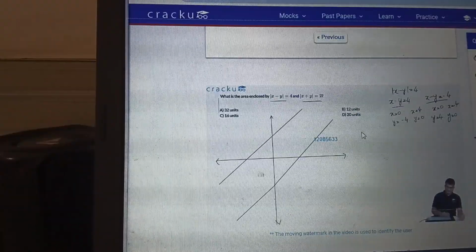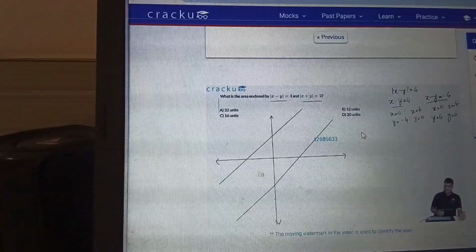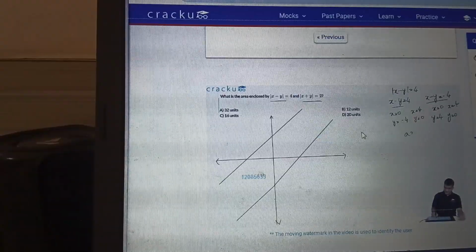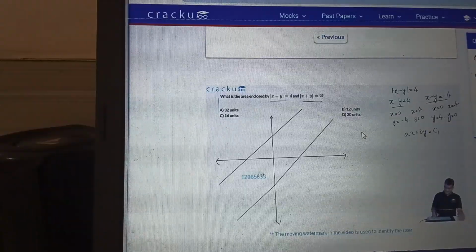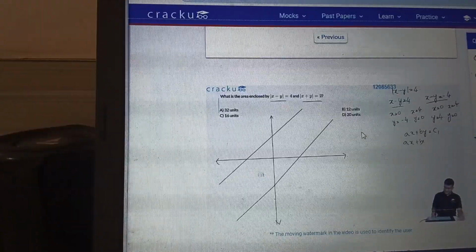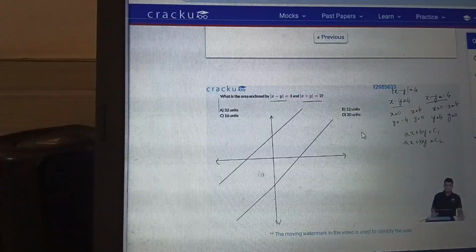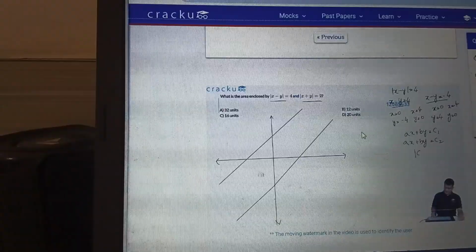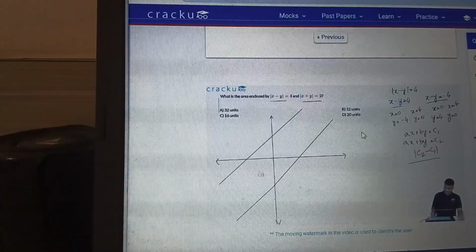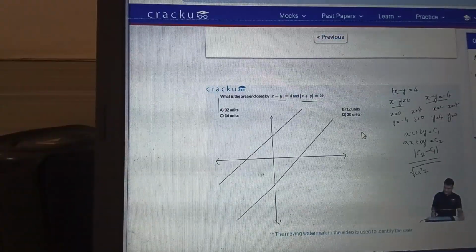And what is the distance between both of these lines? If you are given two parallel lines of the form ax plus by is equal to c1, and the second line ax plus by is equal to c2, then what is the distance between these parallel lines? That will be equal to modulus of c2 minus c1 divided by square root of a square plus b square.